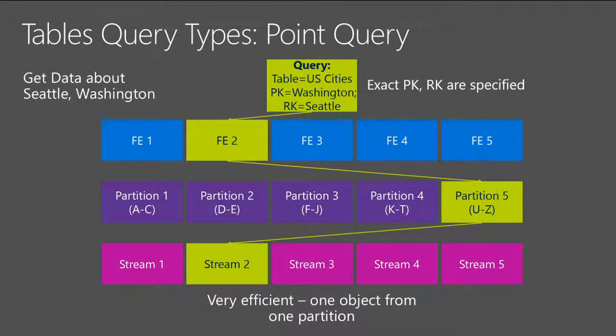If I want to get data about Seattle, Washington, that's really easy. I say my table is US cities, my partition key is Washington, the row key is Seattle, and you can walk through, like we did before, exactly what that's going to look like. We have to go over to partition server 5 because it's serving partitions U through Z, which would include Washington, and then the row key of Seattle is just the object, which happens to be over on stream server 2. Super efficient. One object from one partition, no problem here. An insert or an update of this object would be just as efficient. No worries about that. So you can do gets, inserts, anything like that.